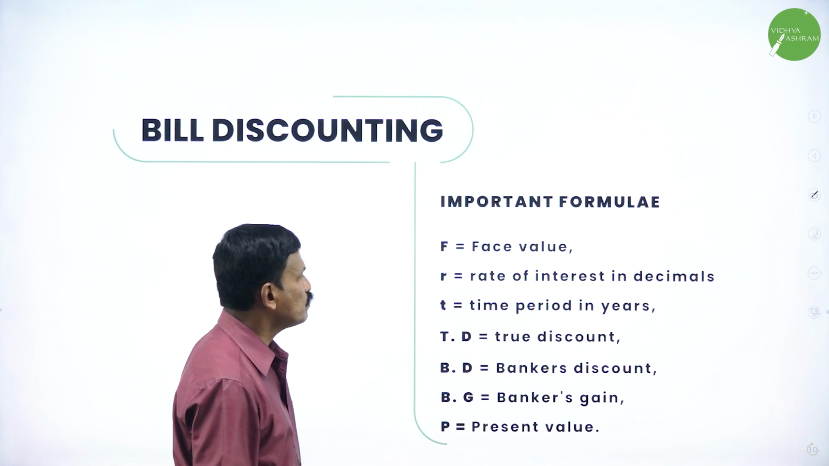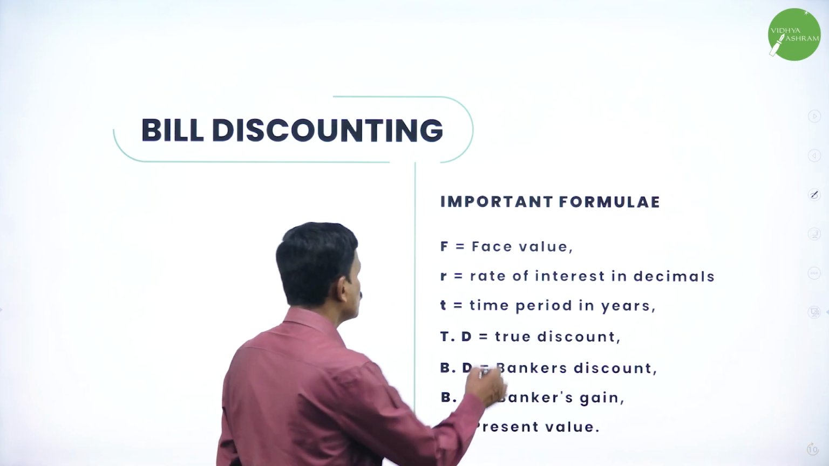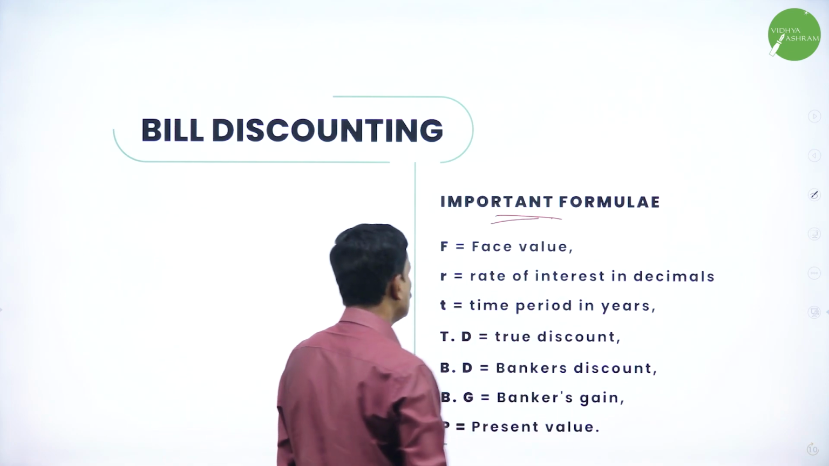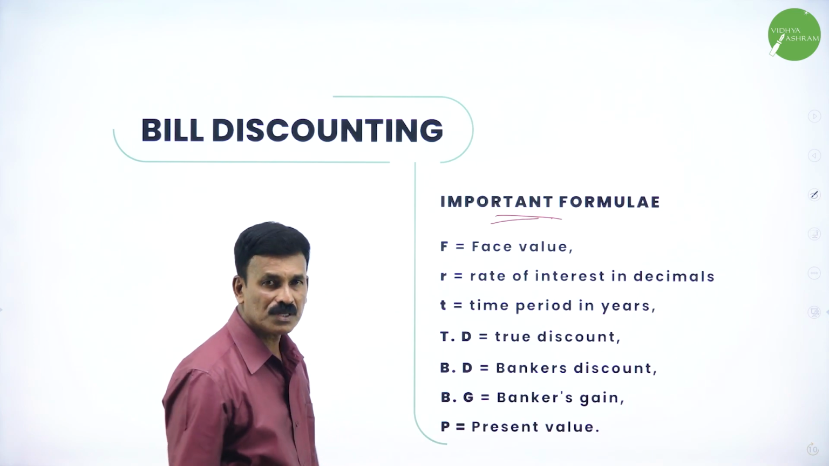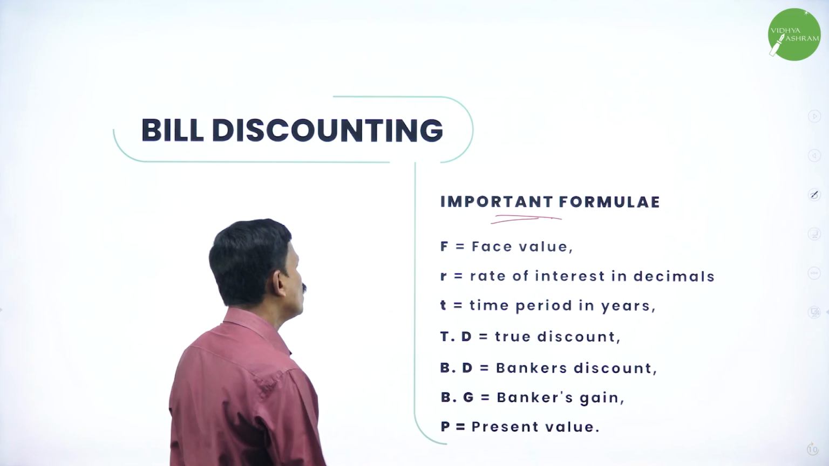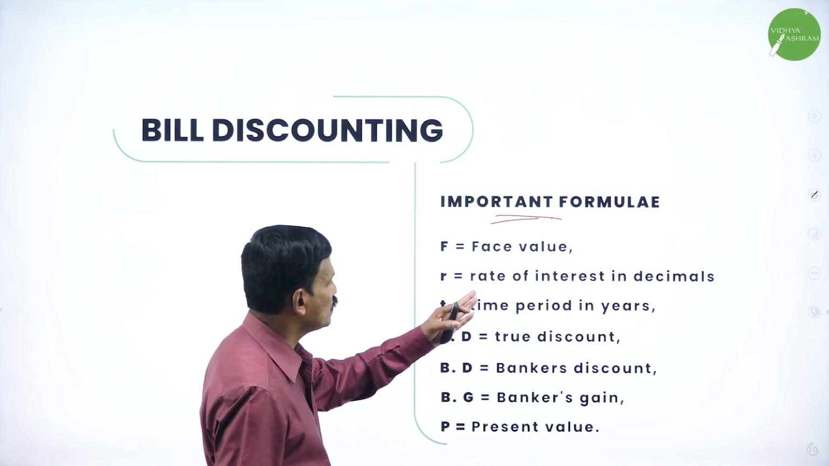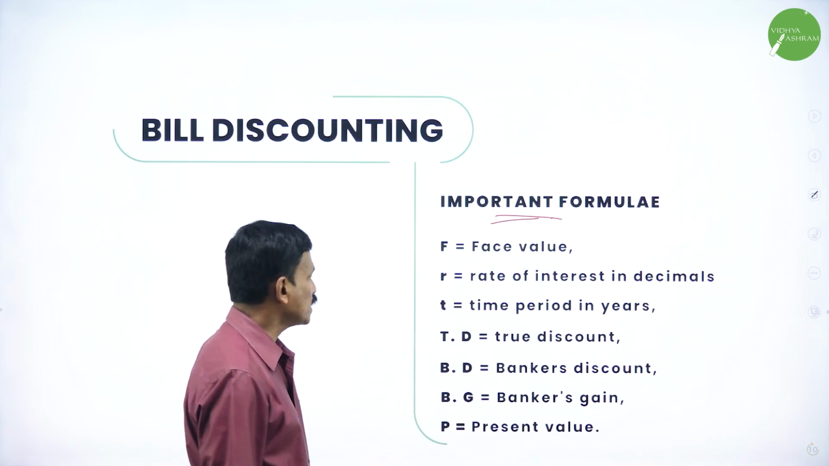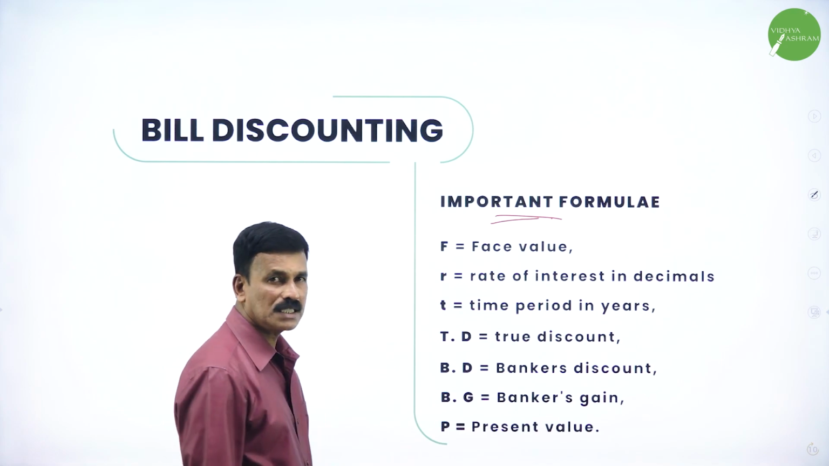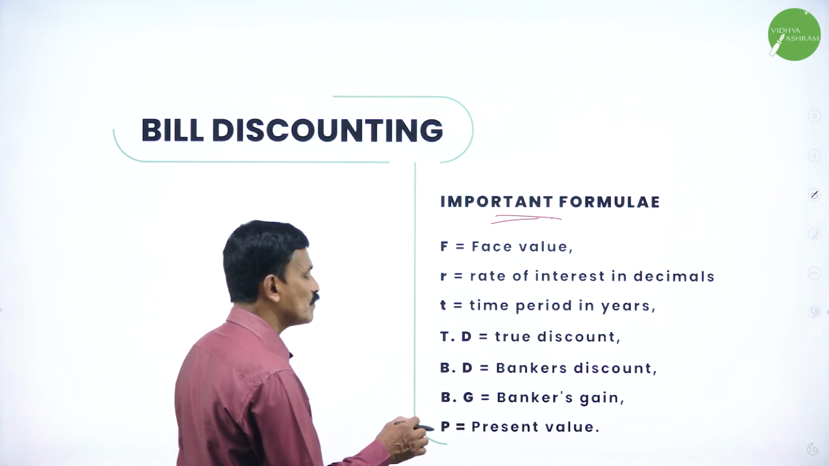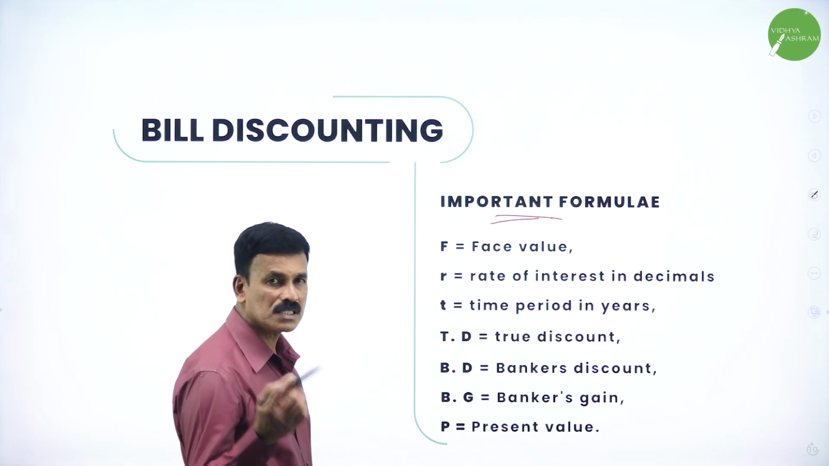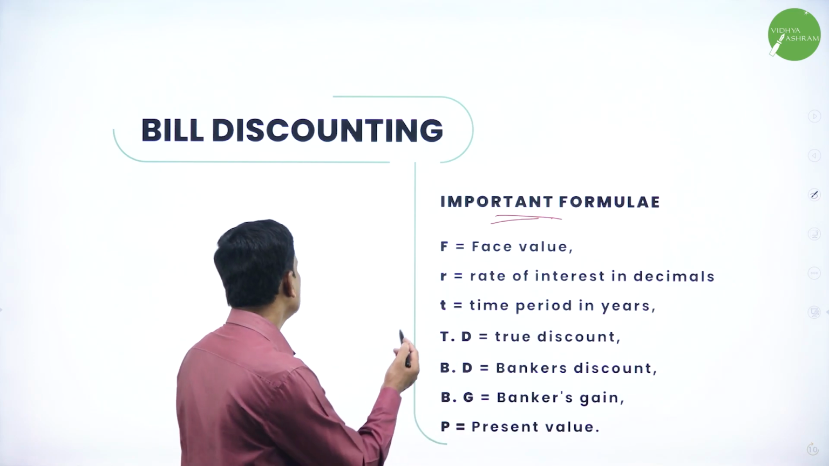Now, important formulas. What are the important formulas we are going to study in this chapter? F is nothing but the face value. R is called the rate of interest in decimals, and T is nothing but the time period in years. F is called the face value, R is the rate of interest in decimals, and T is the time period.